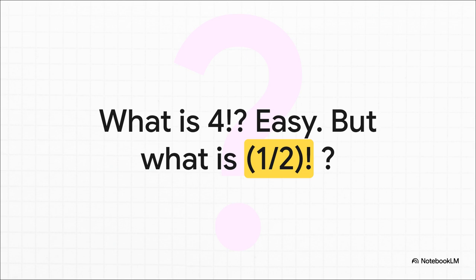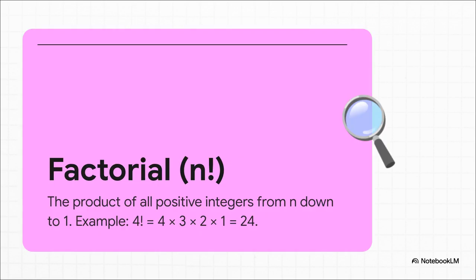Or maybe it does. Okay, so let's just do a super quick refresher, just so we're all on the same page. You remember the factorial, right? For any positive whole number n, the factorial, or n factorial, is just that number times every whole number all the way down to 1. So 4 factorial is just 4 times 3 times 2 times 1, which is 24. Super simple, right? Clean, straightforward, no problem.